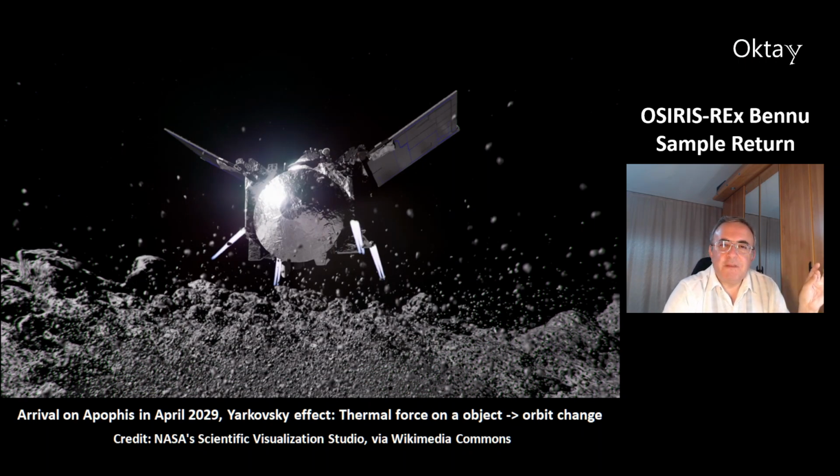This is a picture of how the arrival on the asteroid Apophis in April 2029 could look like. And one very interesting thing is the Yarkovsky effect, which is the thermal force on an object, like an asteroid. This force causes a change of the orbit of this asteroid.